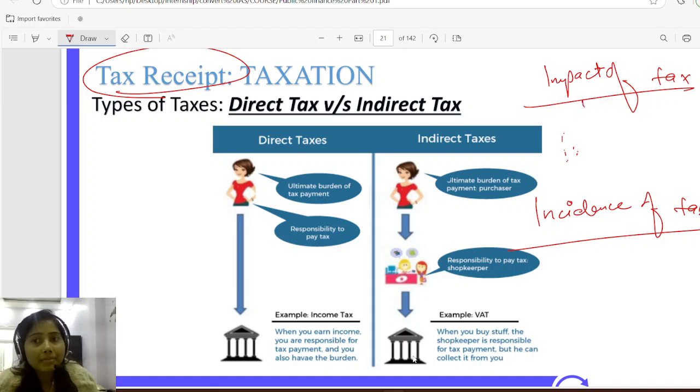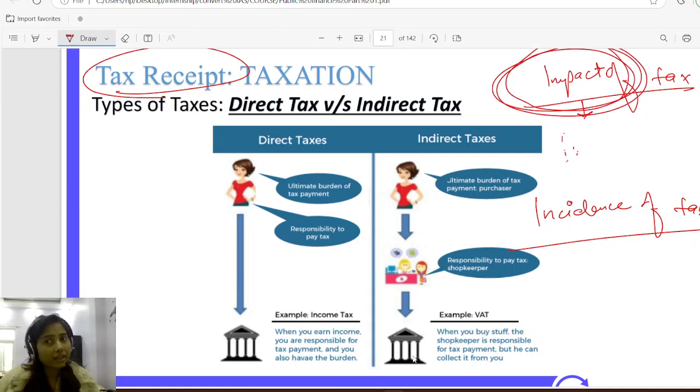Impact of tax means who is getting burden or who is getting responsible to pay tax. For example, if you are a government, you are asking me to pay this amount of tax, so the impact of that tax is on me. Okay, so the person who is responsible to pay tax, that comes under impact of tax. They are liable for that impact of tax.